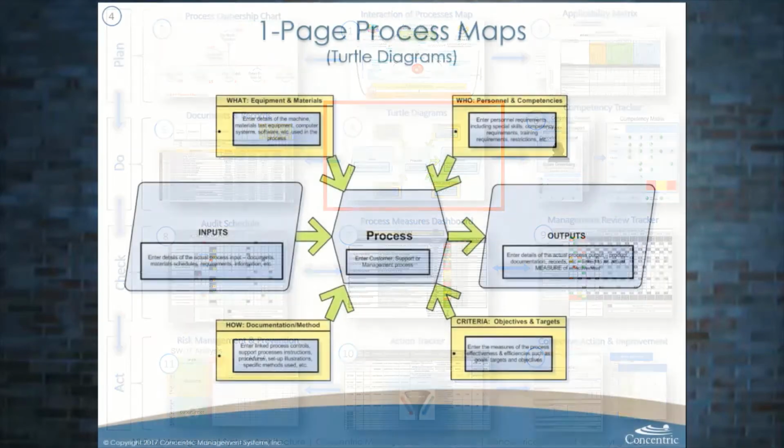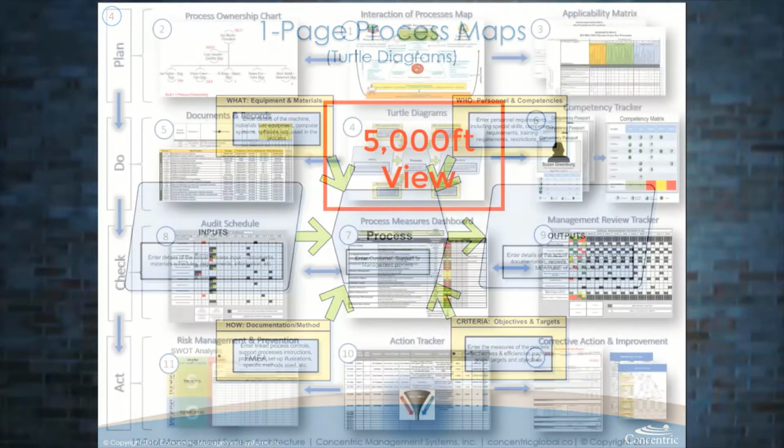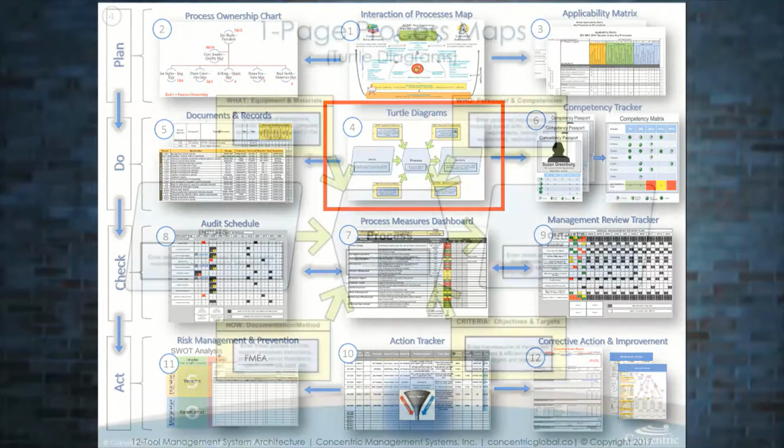Turtle diagrams. Turtle diagram is tool number 4. We've reviewed the turtle diagram in detail in the first part of this module, but the idea here is for all 11 processes that are identified in tool number 1, you would have a one-page process map for all 11 of those processes. So this becomes the 5,000-foot view for the process owner. And I guess you could say tool number 1 up at the top could be the 50,000-foot view for the entire organization. So each of the 11 processes have their own unique turtle diagram in tool number 4.